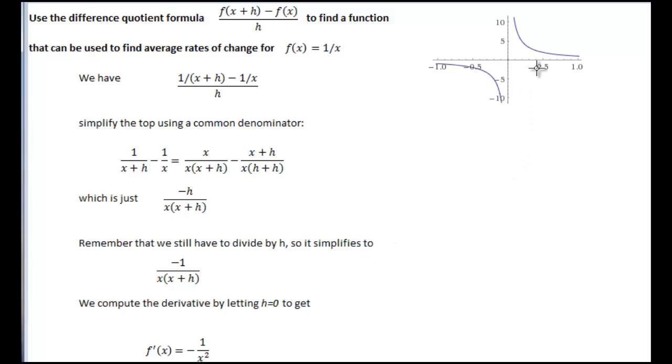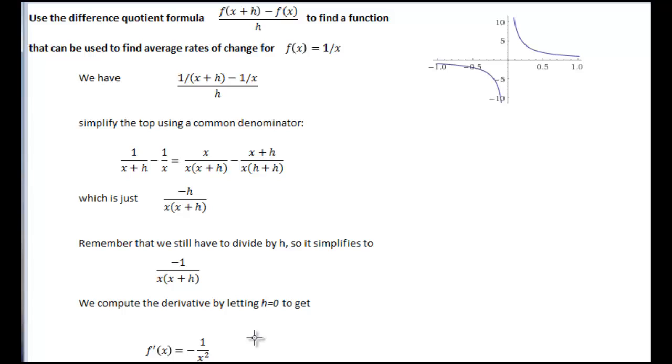So we could pick x to be minus 1 and h to be 0.5, and we would be finding the average slope over that interval right there. If we let h go to 0, then we get the derivative. That's the slope of the tangent line at any one point. That's easy enough to do in this formula. We just replace the h with the 0 and we get minus 1 over x squared.